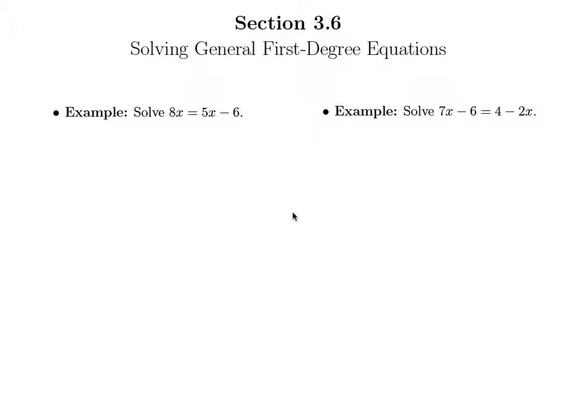In section 3.6, we're going to continue working with solving equations, but we're going to start to see situations that are more complicated than the ones we've seen so far. So the first new thing we run into is right here in this first example. So far, every equation we've solved has had the variable on one side or the other. And maybe there's multiple terms of that variable, but they're all on one side.